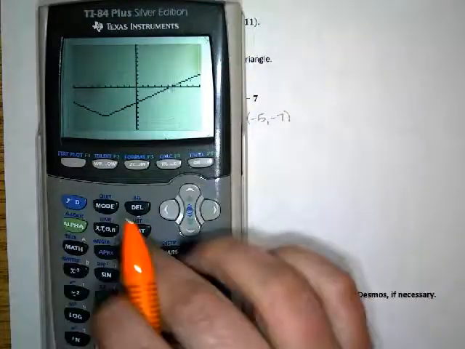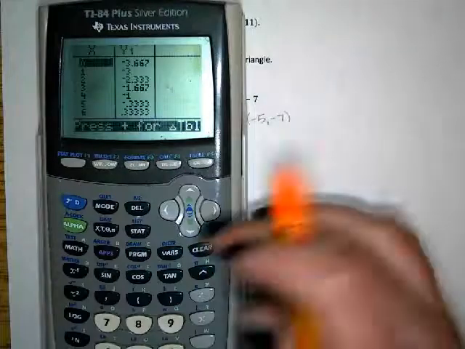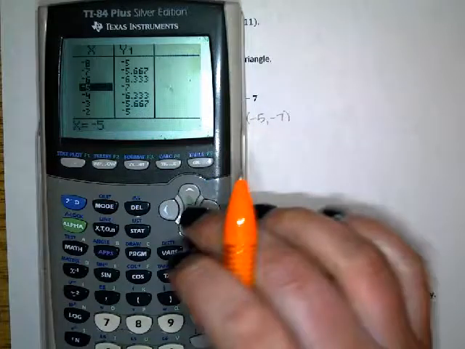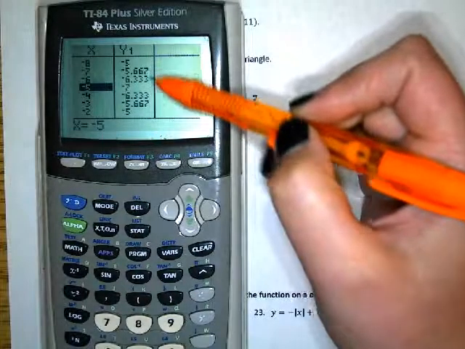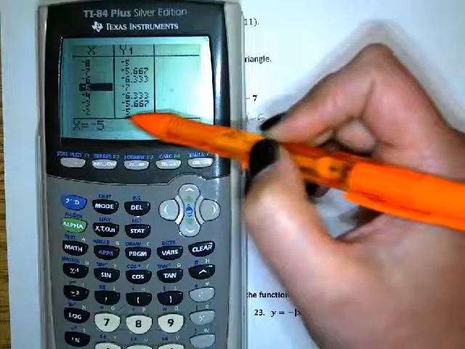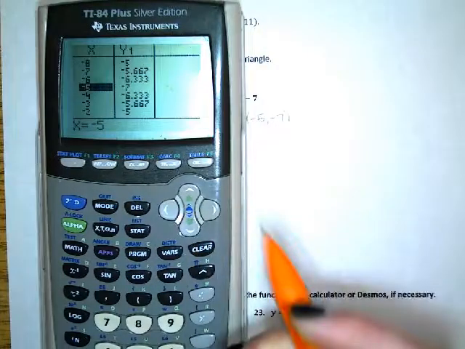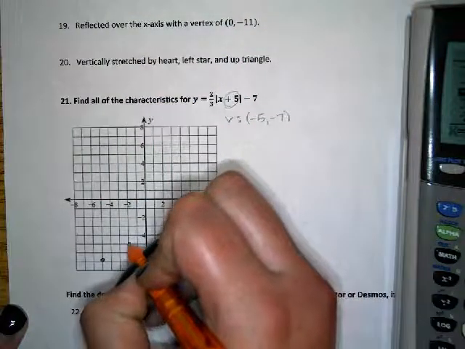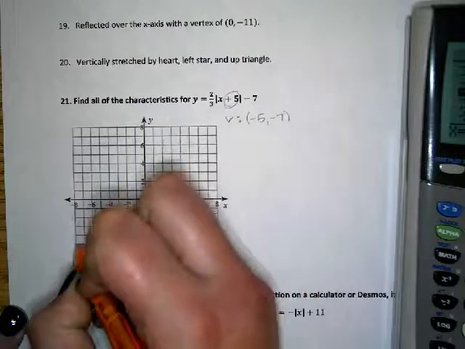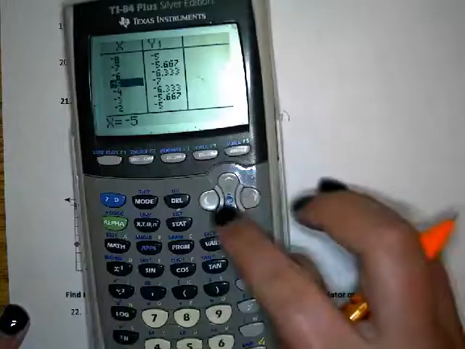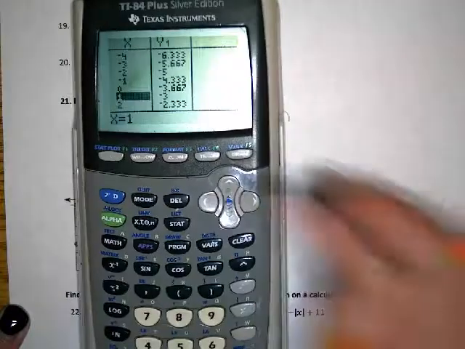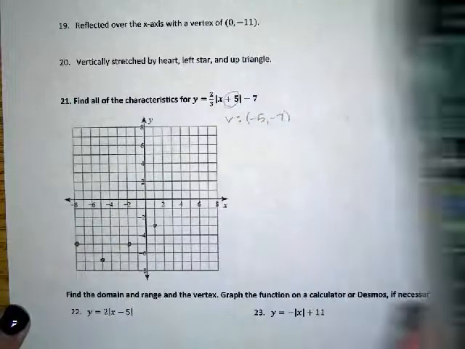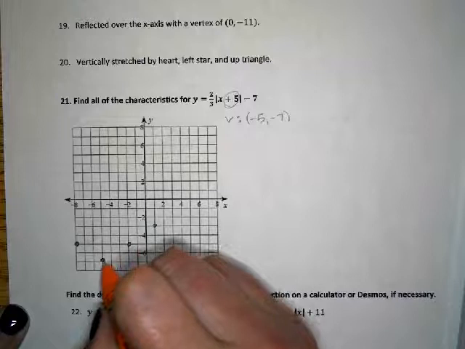I'm going to hit second graph and look at the table. And -5, -7 is the middle, so I'm going to go to -5 because that was the middle. Oh, this is perfect. I'm going to avoid the decimals and just look for the whole numbers. So -2, -5 and -8, -5 I can graph. I think I can do some more in the positive direction, maybe. 1, -3. There you go. Okay, so here's my graph.